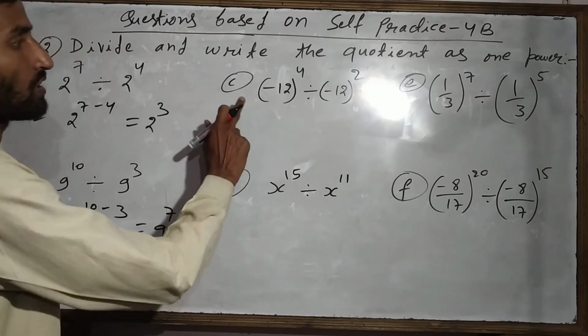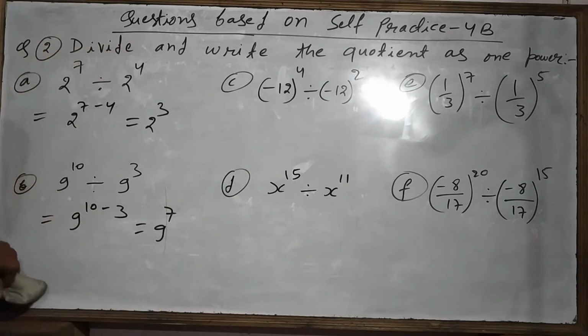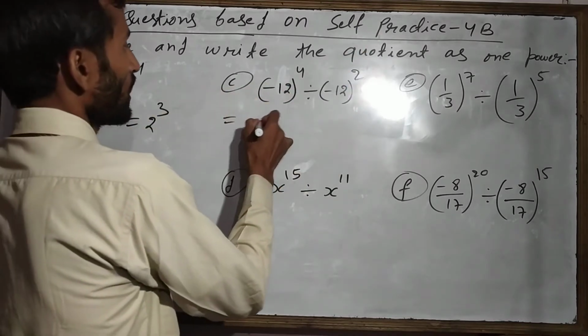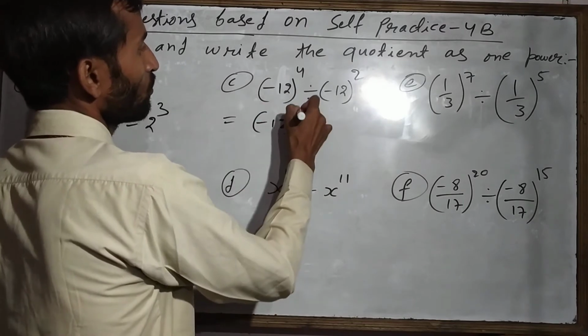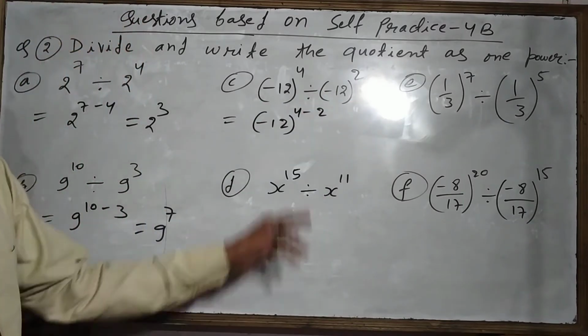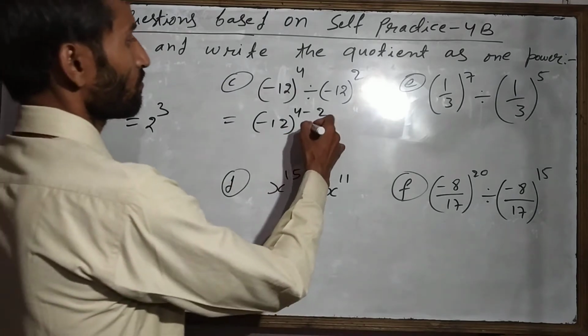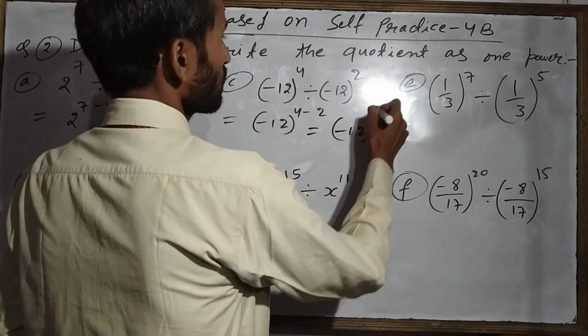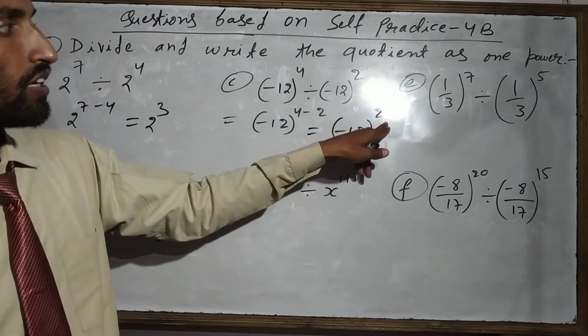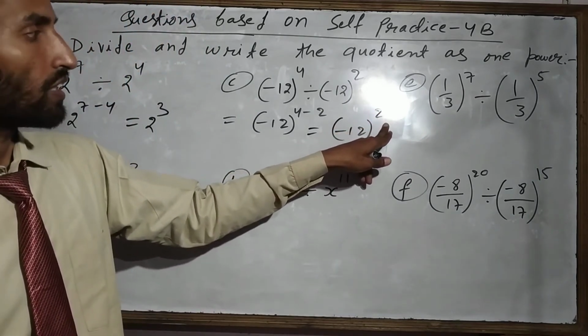Next one, C part, minus 12 power 4 divided by minus 12 power 2. So it will come minus 12 power 4 minus 2. Divide is there, so minus 12 power 4 minus 2. It will come minus 12 power 2. So the final answer is minus 12 whole power 2.